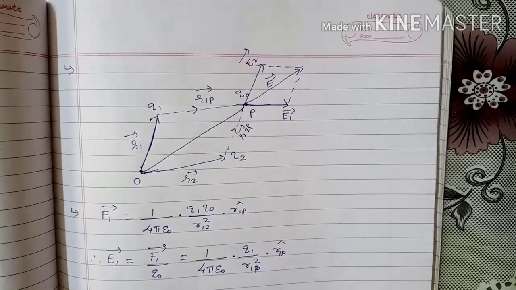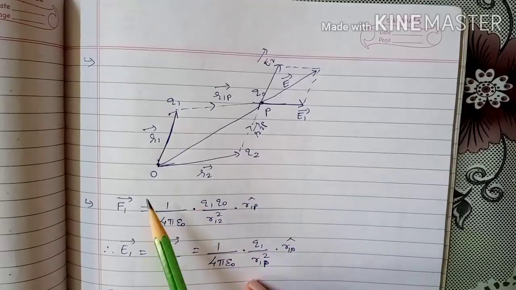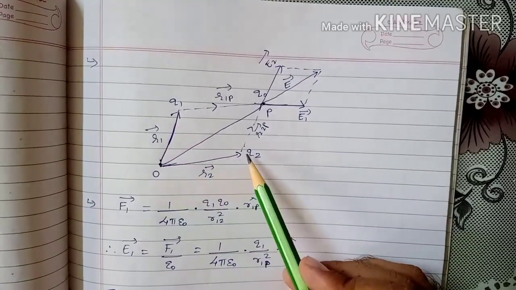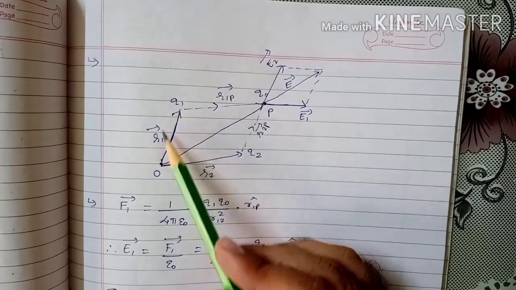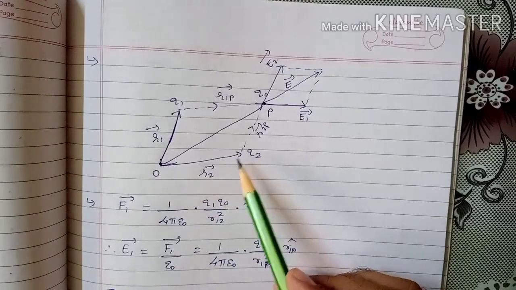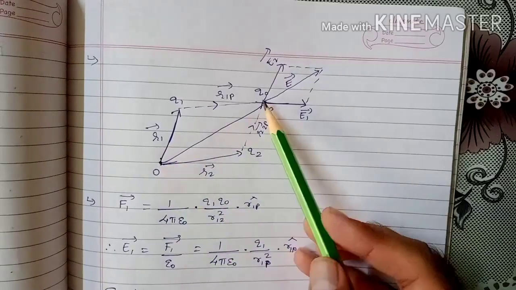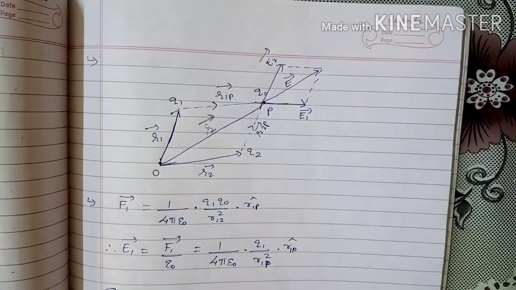First, I am considering a system of two charges, q1 and q2. q1 is at a distance r1 from the origin and q2 is at a distance r2 from the origin. So r1 vector is the position vector of q1 with respect to O, and r2 vector is the position vector of q2 with respect to O. We want to find the electric field at point P, which is at a distance r. So this is r vector.